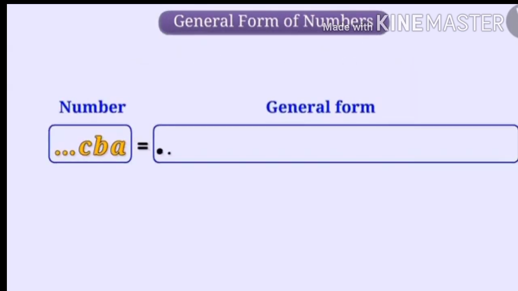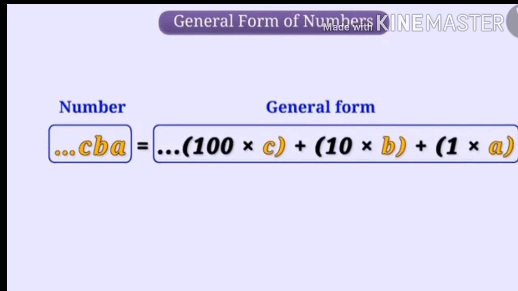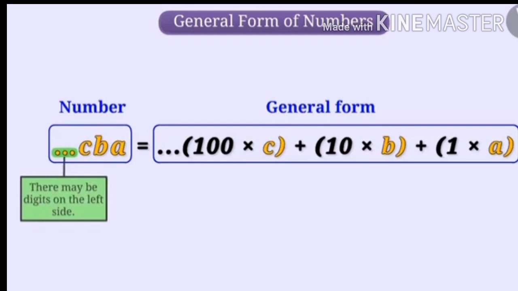In this way, we can write any number, CBA, in its general form as 100 into C plus 10 into B plus 1 into A. Here, by making a point like this, we show that there can be digits to the left of C.